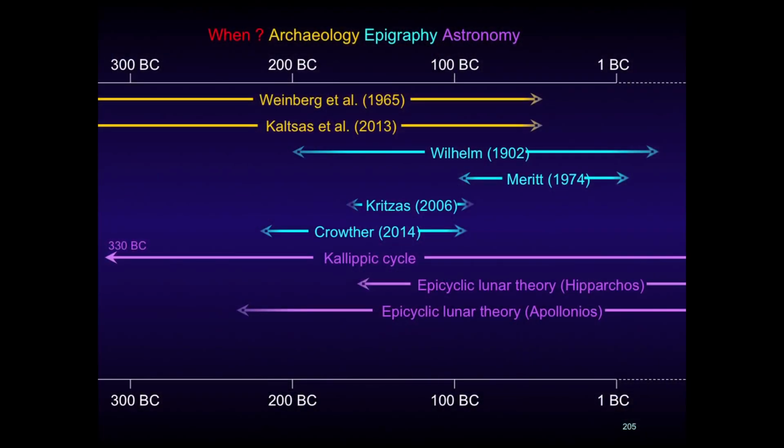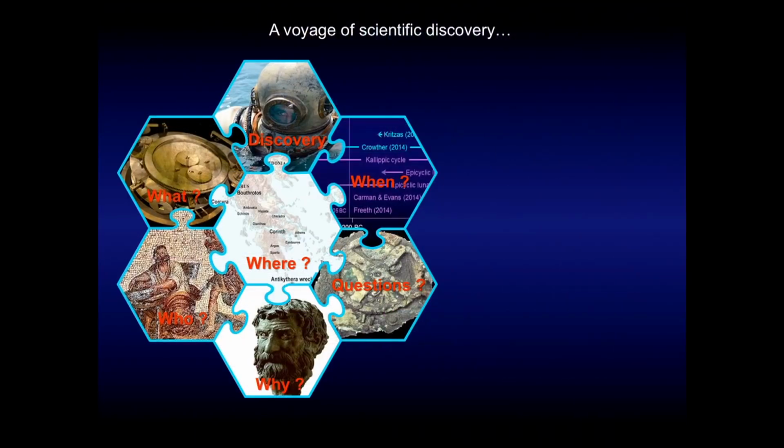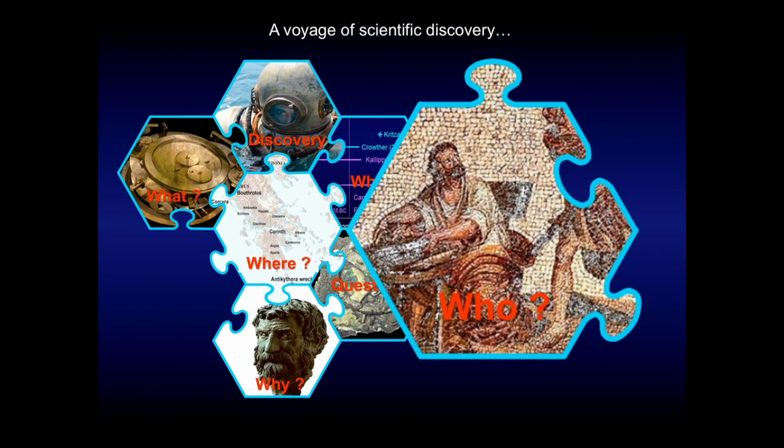Let me put it on my timeline. It agrees with the archaeology. It agrees with the epigraphy, if you agree with Charles Crowther. It agrees with the epicyclic lunar theory, if you think it was invented by Apollonius or his contemporaries or even earlier. And it's a very interesting date. It's much earlier than any previous date. The earliest previous date suggested was 150 BC. General consensus is about 100 BC. And I think it's a very interesting date in terms of the next question, which is who made the mechanism?